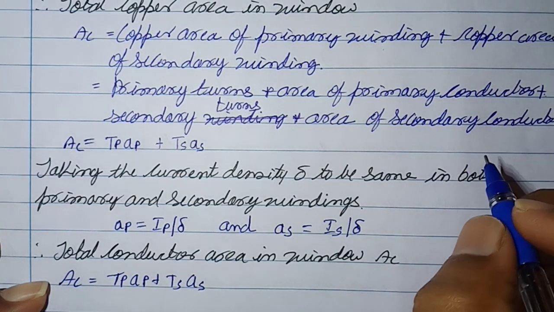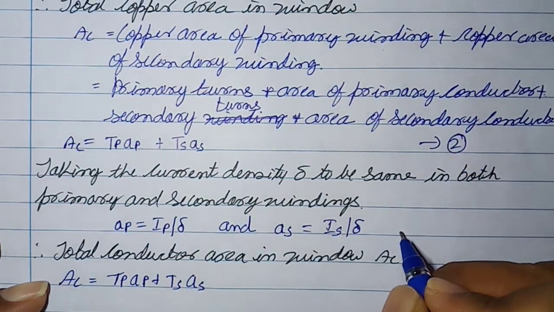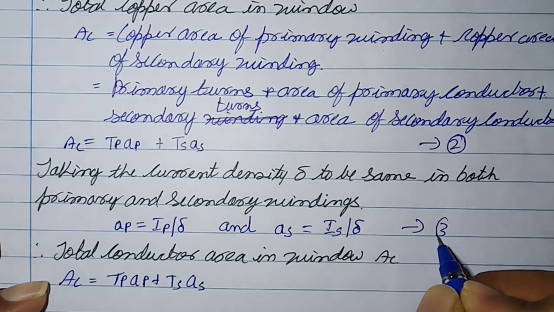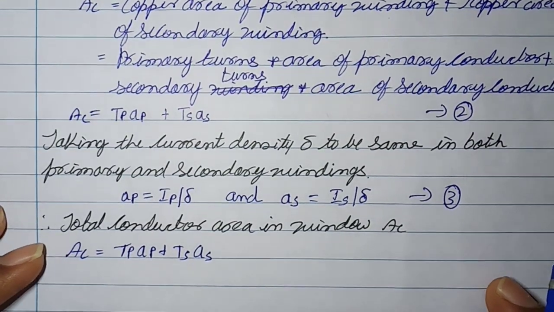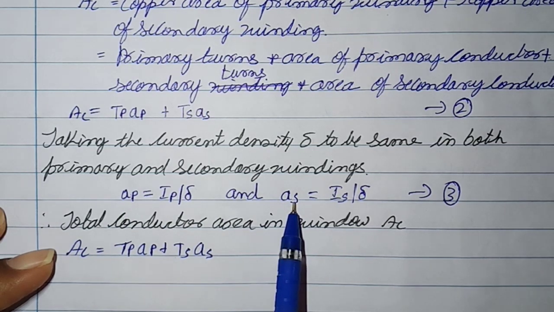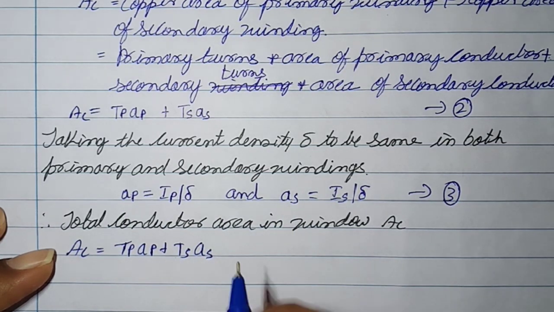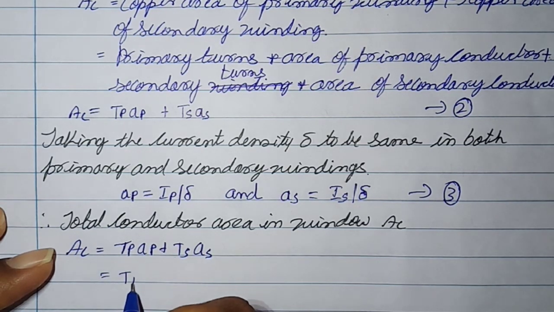Okay, so we'll have this as equation 2. From equation 2 we have it is... Now what we are doing here is, in this we are substituting the value for AP and AS. That is what we'll be doing here. So it is equal to TP as it is.